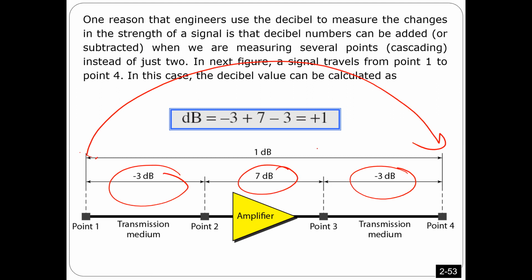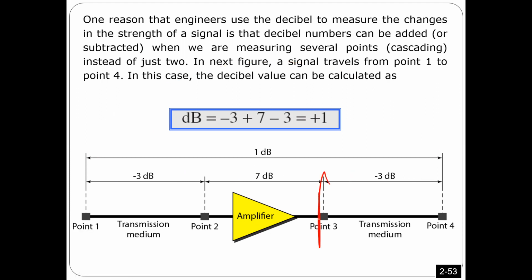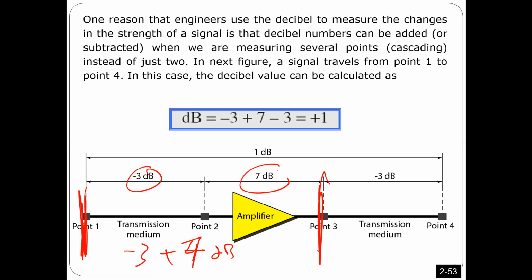So if you have this one, this one, and this one, and I want to get it from here to here, from 1 to 4, you just add this one, this one, and this one. That's it. Also the same thing if I want to get it from here to here, it's going to be -3 plus 4 plus 7. Sorry, 7, just add this one to this one. That's it. So it's going to be much easier than the ratio if you do it in decibel.